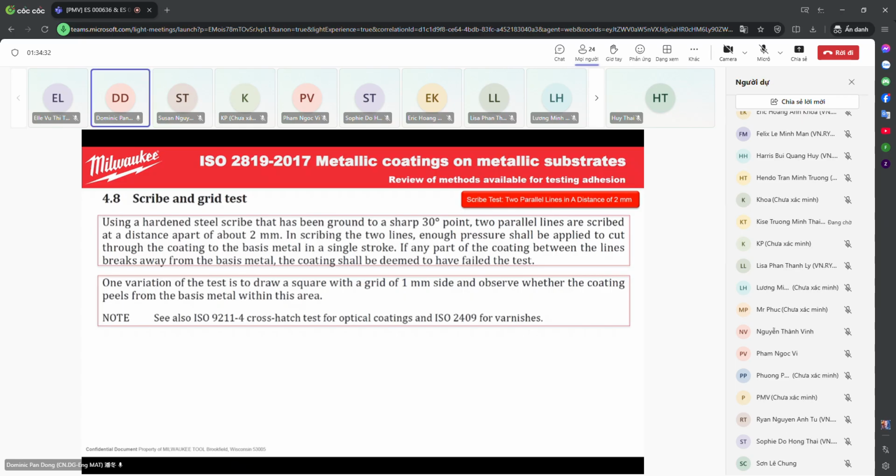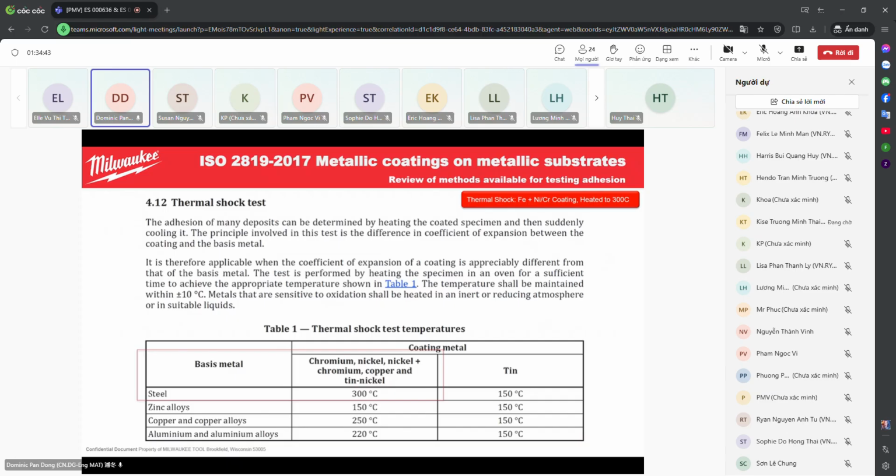First, about the scribe and grid test. It's easy, just cut the coating layer with a sharp knife and check how it looks. It's a typical way. But here we have another way, that is the thermal shock test. That is to put the parts into an oven, hold at 300 or 250 degrees based on different types, and then drop them into cold water and check if the surface layer stays good. That means no peeling off, then the result is a pass.